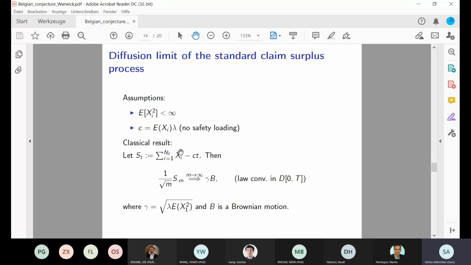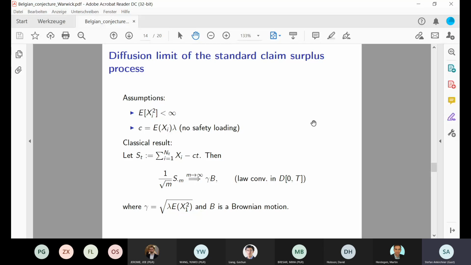Okay, so let me now continue with diffusion limits of these risk reserve processes. Actually, what one looks at is the reserve process without the initial reserve, and usually also with the opposite sign. So you look at the claims minus the premium, and that gives you the claim surplus process. Now, if you want to study the diffusion limits, you need to distinguish two cases: the case where there is no safety loading, and the case where there is a safety loading. So what is a safety loading? Usually the premium will be larger than the expected damage that you expect.